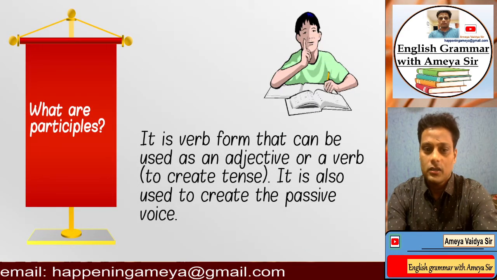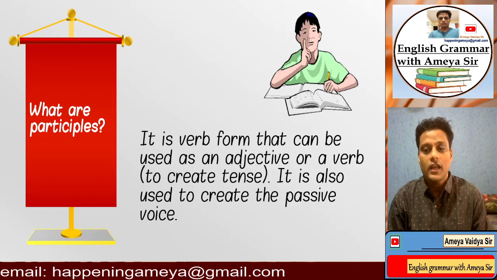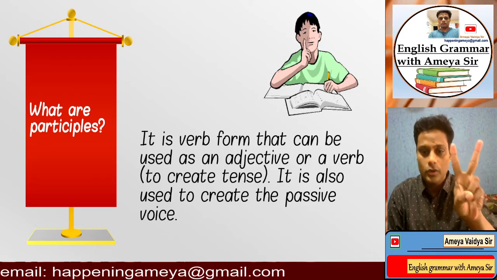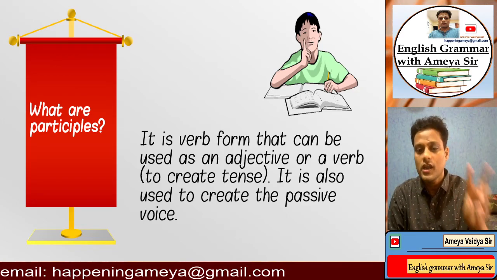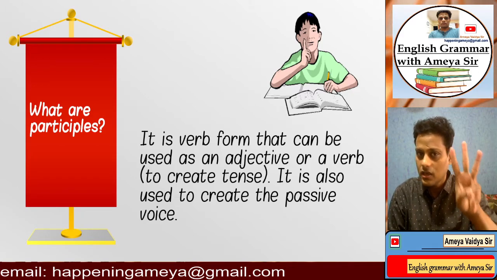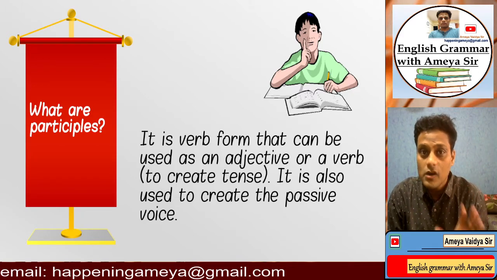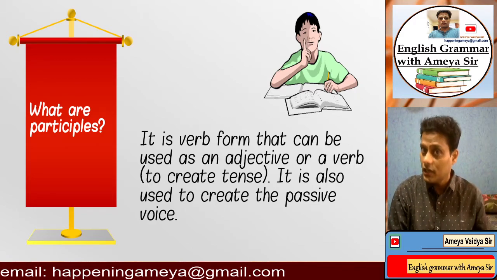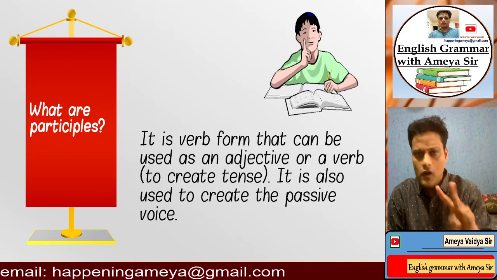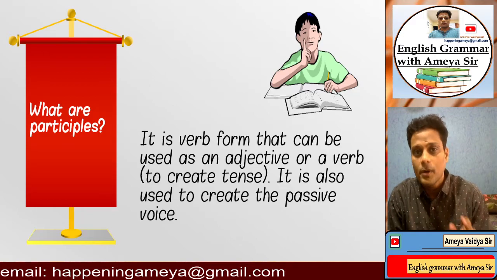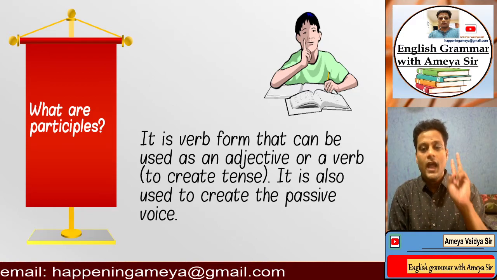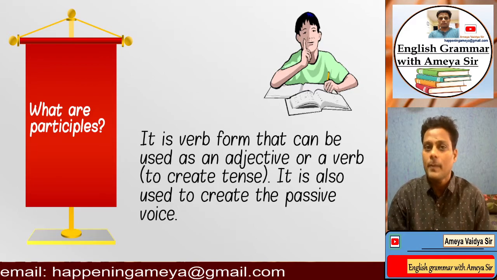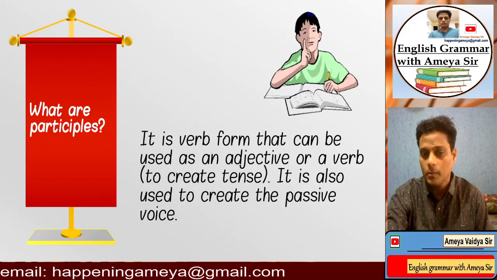So what are participles? Here's the thing. It is a verb form that can be used as an adjective or a verb to create tenses. It is also used to create the passive voice. Let's deal with it one more time. So basically they are verb forms. A participle is a verb form that can be used as an adjective, telling us more about something. It can be used as a verb simply to create tenses, typically the perfect and the perfect continuous tenses. And the third thing is they are useful in creating the passive voice. Please remember that. You can make a note of these things and you can pause the video if you want.